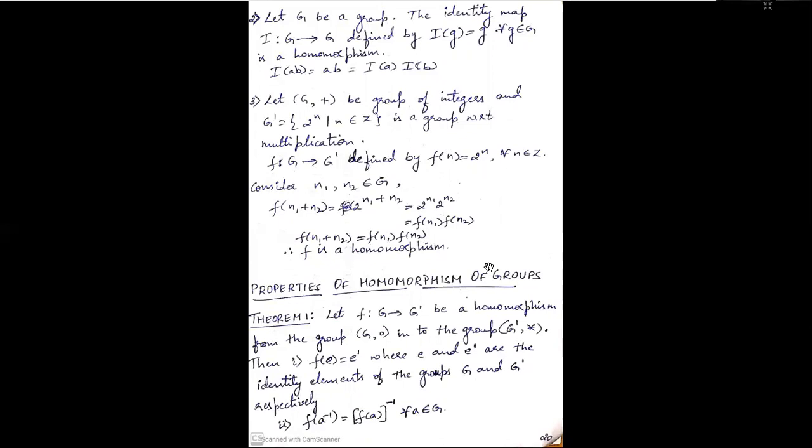Now let us look at some of the properties of homomorphisms. Theorem 1: let f from G to G dash be a homomorphism from the group G comma circle into the group G dash comma star, then f of E is equal to E dash, where E and E dash are the identity elements of the groups G and G dash respectively, and f of A inverse is equal to f of A the whole inverse for all A belonging to G. That means identity is always mapped to an identity element. Whenever you take a homomorphism, identity is always mapped to identity, and f of A inverse is nothing but f of A the whole inverse.